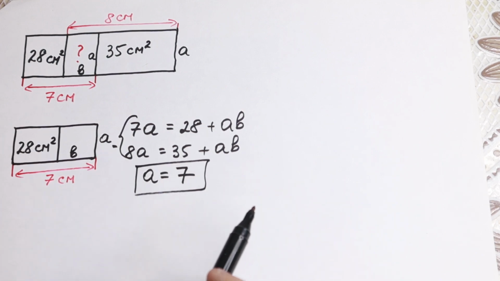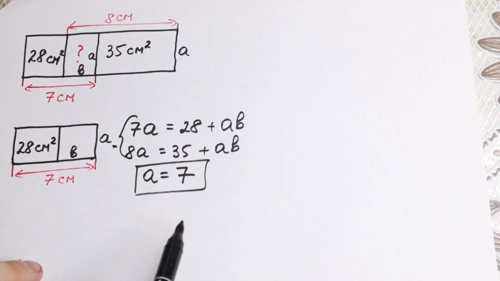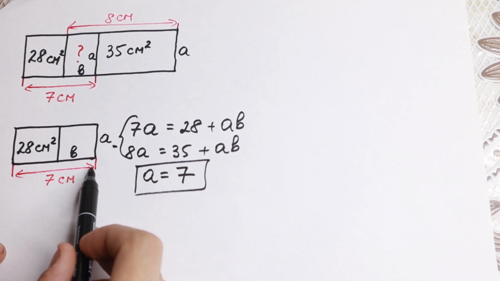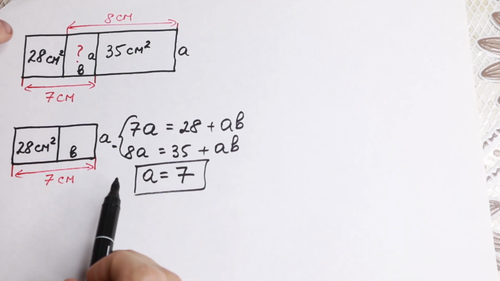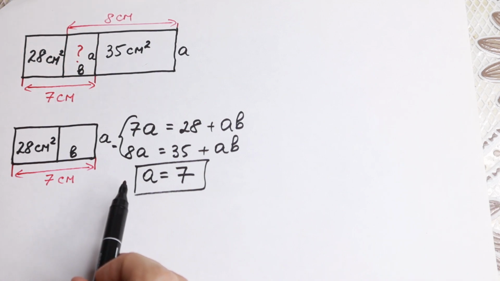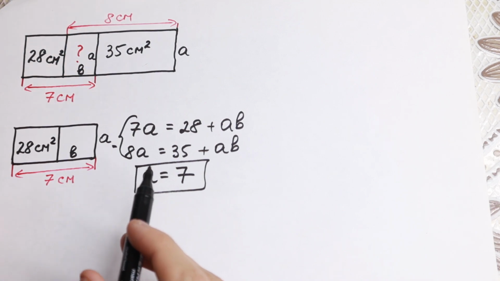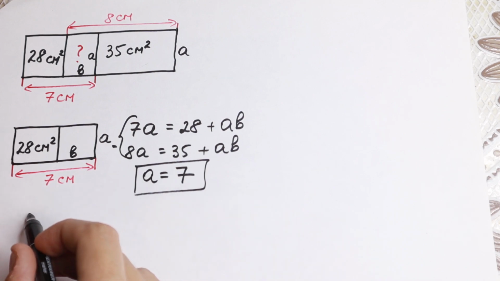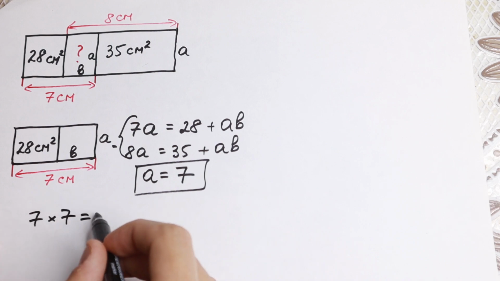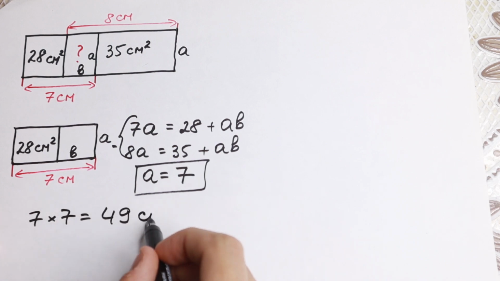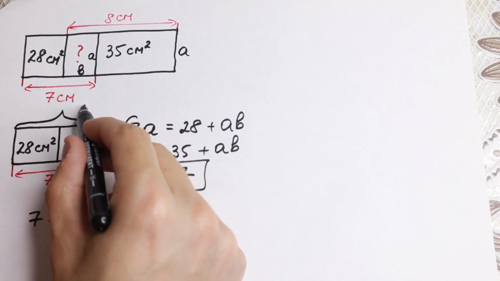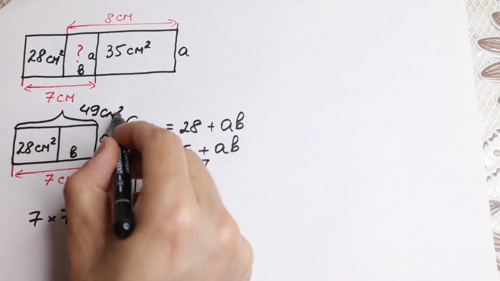And right now we have found our A, so A equals 7. But why is this A good for us? Because take a look closely. If this is equal to 7, then this A equals 7. So this element is a square. But what does this square signal to us? We can easily find this area. So 7 times 7, we will have 49 centimeters squared. So all this area is equal to 49 centimeters squared.